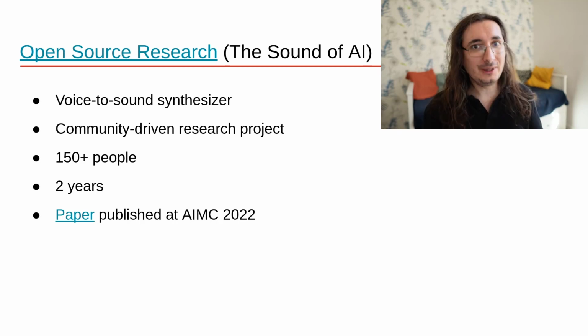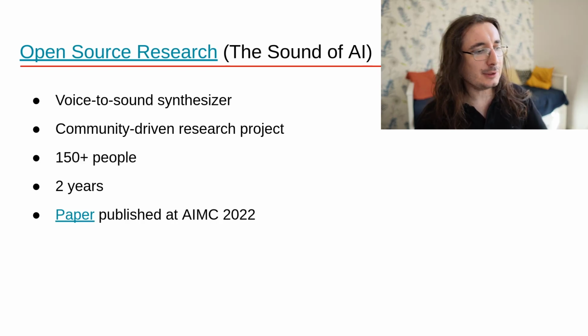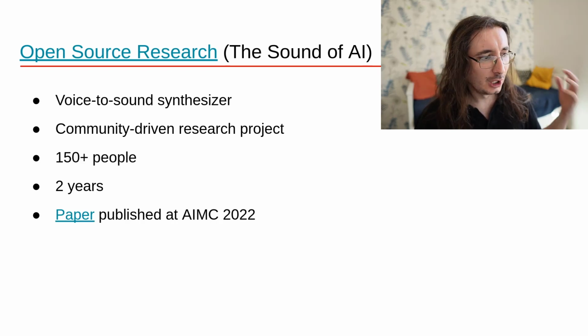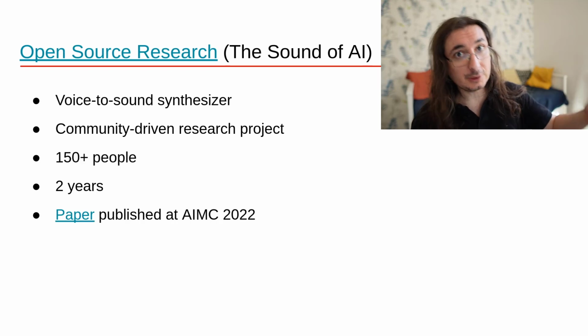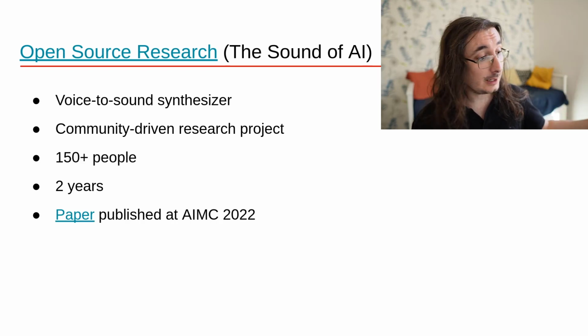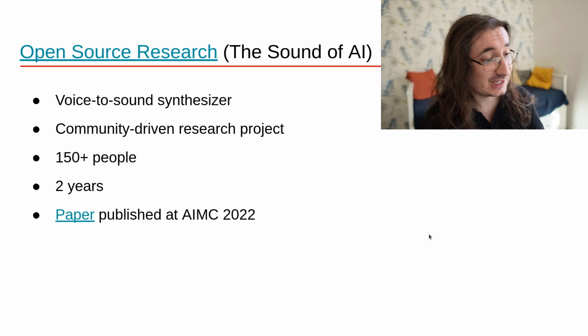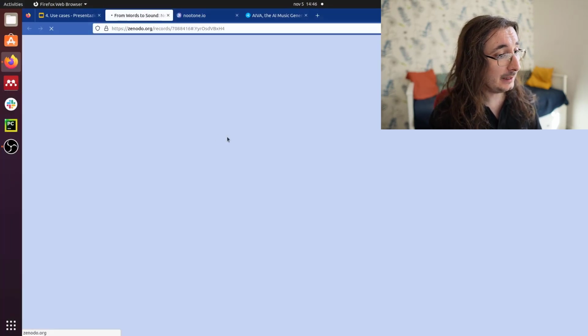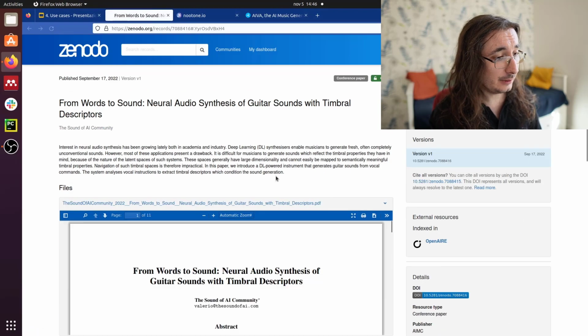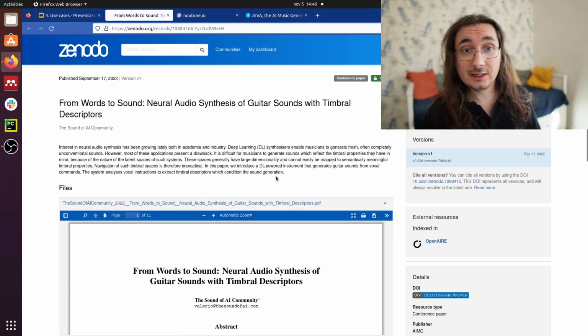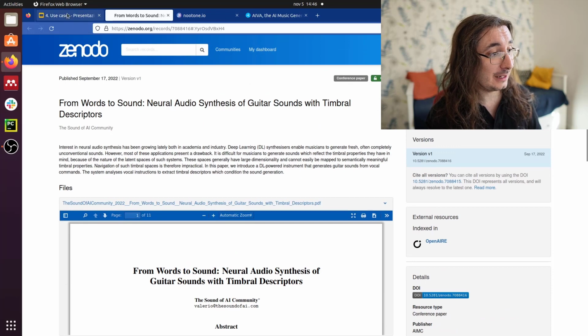the initial vocal input. Open Source Research was a community-driven research project. We had more than 150 people from the community collaborating at all times, and the project lasted for a couple of years, and it led to the publication of a paper at AIMC in 2022. So this one's the paper. You can download it from here. It's very interesting, the research that we carried out here.